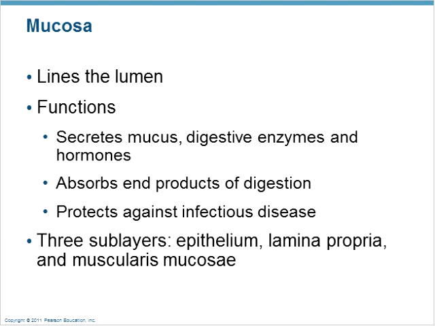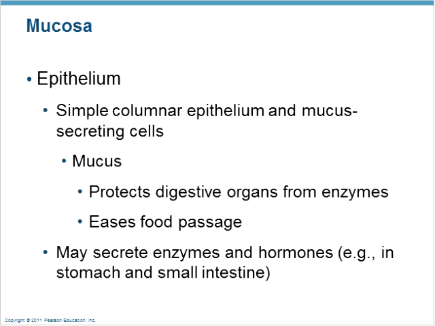It helps to secrete mucosa, digest enzymes and hormones, and absorb end products of digestion. It also helps to protect against infectious disease. There are 3 layers: the epithelial layer, the lamina propria, and the muscularis mucosa. Do not mix this up with the muscularis externa.